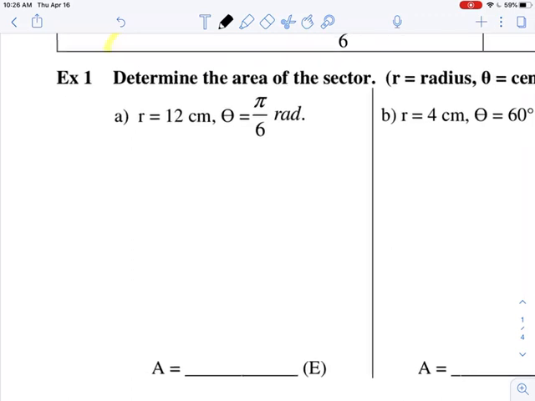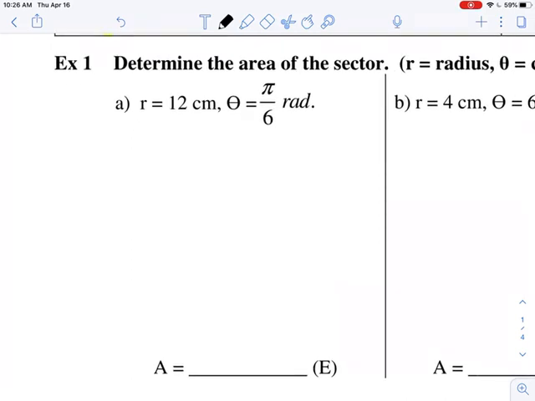So we'll look at example 1 right here. They're giving us all the information that we need. I know my theta is pi over 6. I know my radius is 12, so I have everything I need in order to solve for area. So again, I'll write down the formula so we start getting that stuck in our head. Area is going to equal half times theta times radius squared.